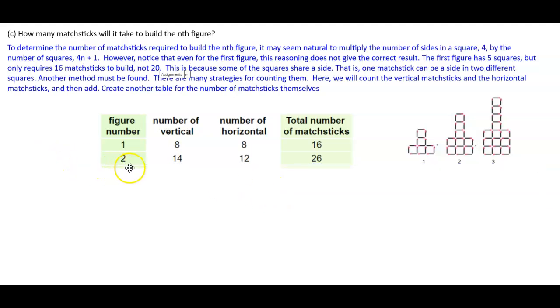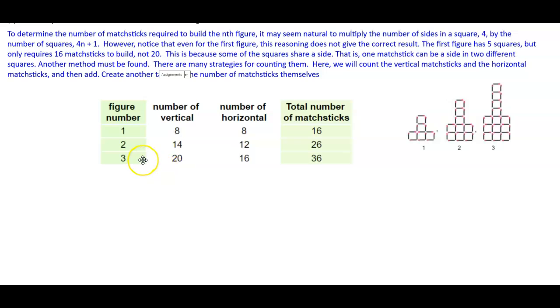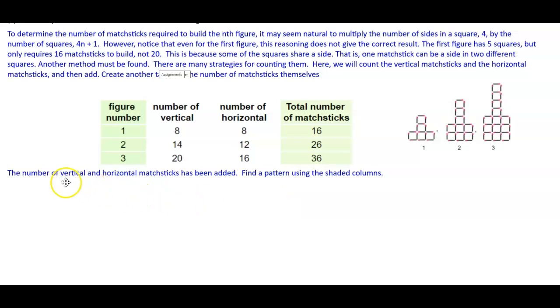Next, figure number 2, how many vertical matchsticks do we have? We have 1, 2, 3, 4, 5, 6, 7, 8, 9, 10, 11, 12, 13, 14. And how many do we have that are horizontal? We have 1, 2, 3, 4, 5, 6, 7, 8, 9, 10, 11, 12. When we add up the matchsticks, we get 26. For figure 3, we should have 20 that are vertical, and we have 16 that are horizontal, so 20 plus 16 is 36. So the number of vertical and horizontal matchsticks has been added.